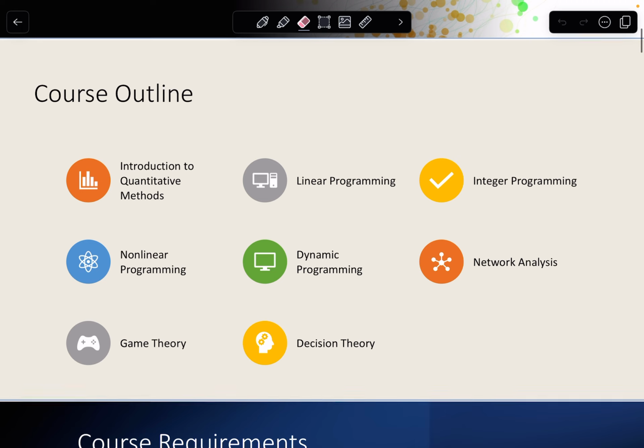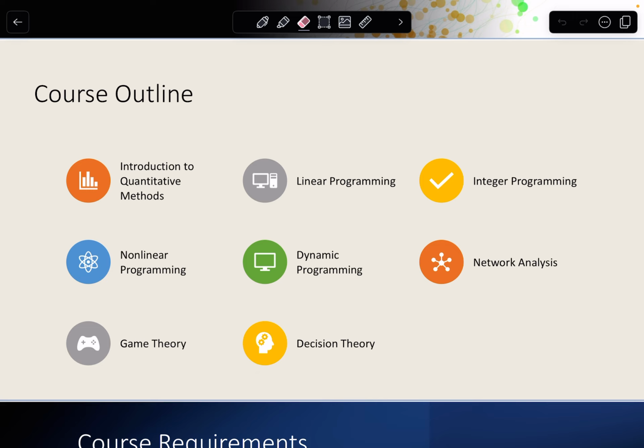So this would be our course outline. I'll start with the introduction to quantitative methods, which I'll be discussing in a few moments. And then we'll start with linear programming, where we'll recall some of the simplex methods as well as the graphical method. The simplex method is for maximization, and then we have the big M method for minimization problems.